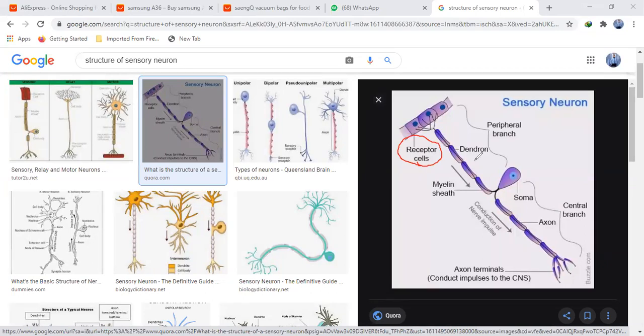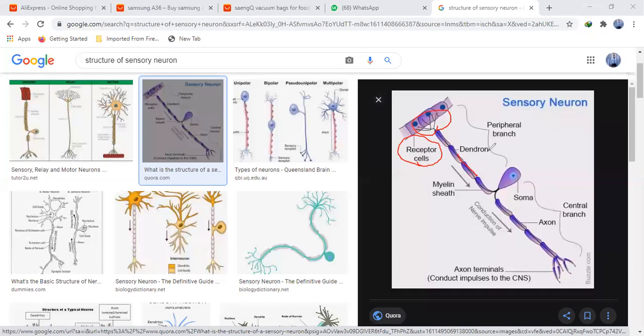This is the dendron. Where is the dendron present? Look at this one, you can find receptor cells here. The dendrites are found in the receptor cells. Receptor cells means, for example, the five sense organs, where you can find the receptor cells.